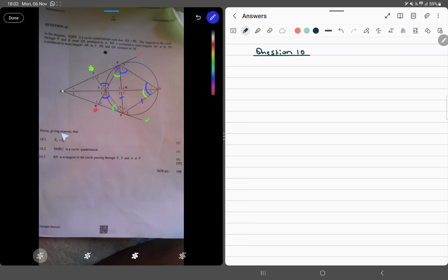Question says, prove giving reasons that S3 is equal to S4. Okay, S3 is equal to S4. We can put a question mark on S4. How is that possible?